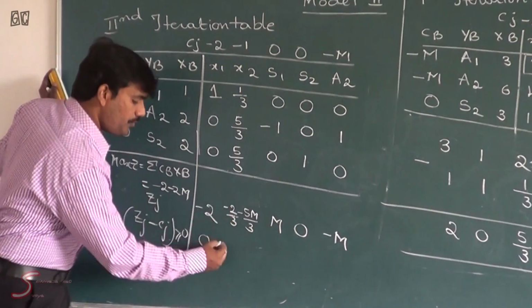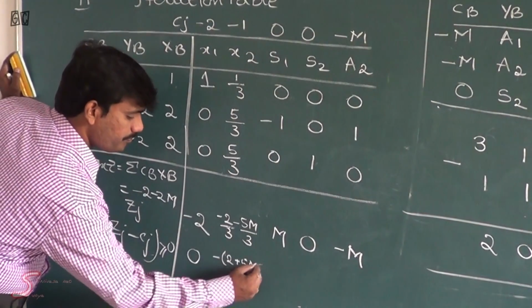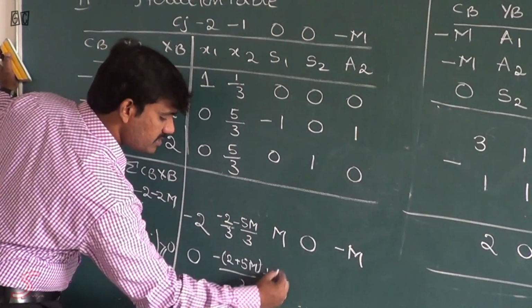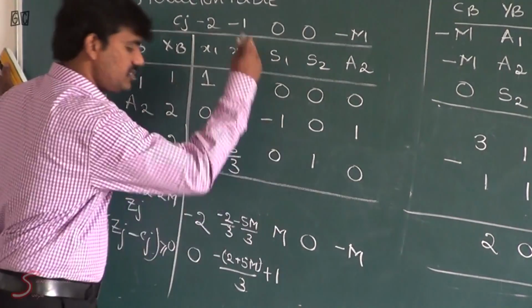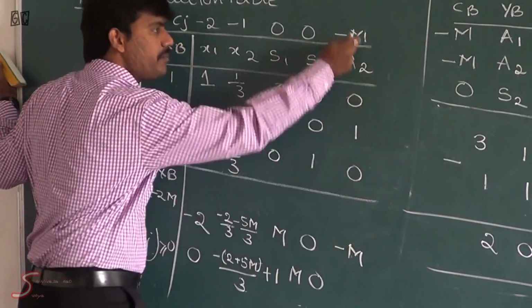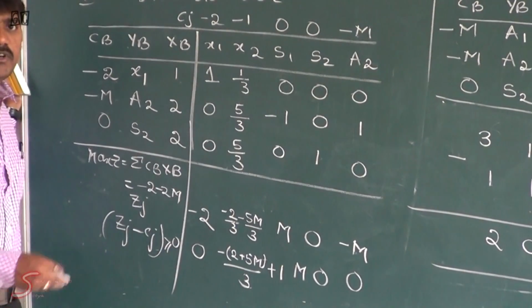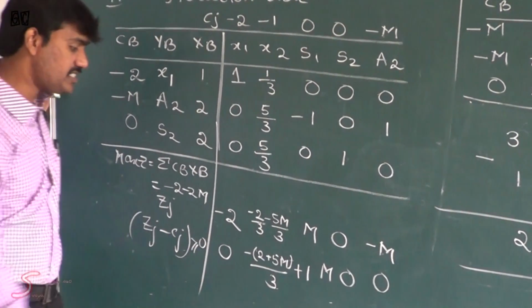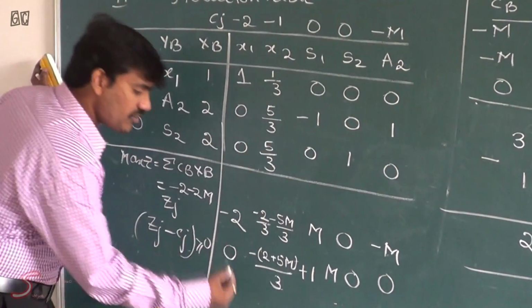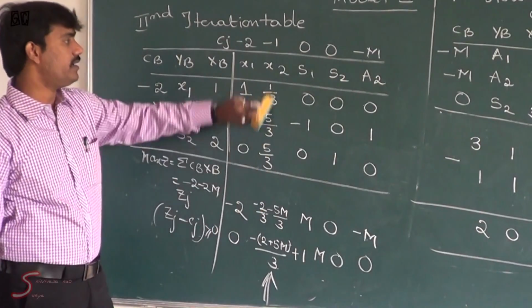That is here if you take minus as common, that is minus 2 plus 5m by 3 minus into minus plus m minus 0 obviously m, 0 minus 0 again 0, minus m minus into minus plus m. Here also we are unable to satisfy the net evaluation condition. Why? Because we got a minus here. So obviously minus of maximum is this value only. So this arrow will represent x2.